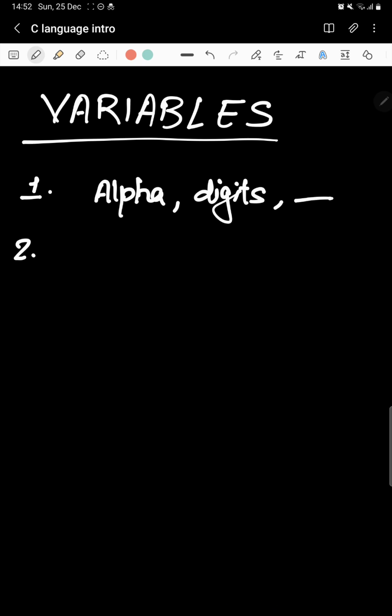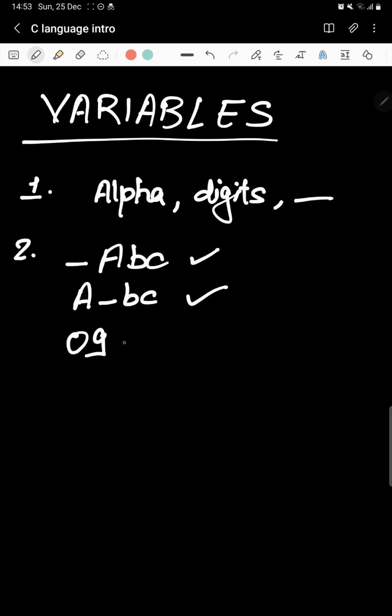So first character in the variable name must be an alphabet or an underscore. So if we write underscore ABC, it is allowed because the first character is underscore. If we write A underscore BC, this is also allowed because the first character is A. But if we write 0, 9, A underscore BC, then this is not allowed because the first character cannot be a digit.